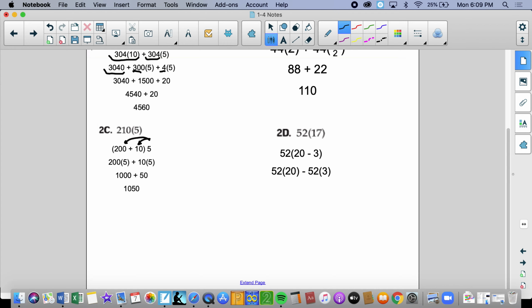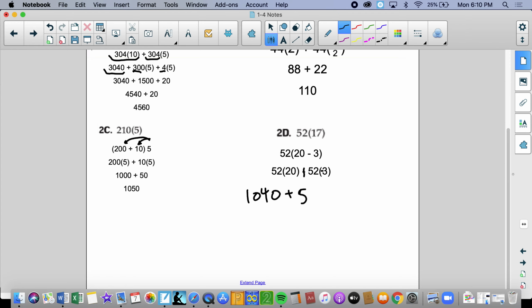52 times 17. This one's a little challenging. 52 times 20 minus, oh, Mr. Mac, what am I doing? Plus 52 times negative 3. Wow. And clearly I didn't finish this problem. That was bad. 52 times 20. Well, that's okay. I can do that. That's 1040. And then 52 times negative 3. I don't think I can do that.